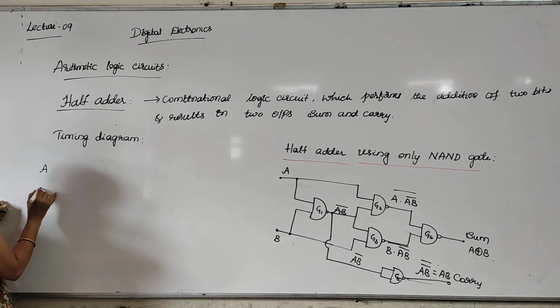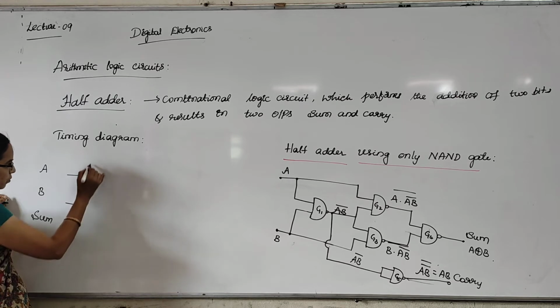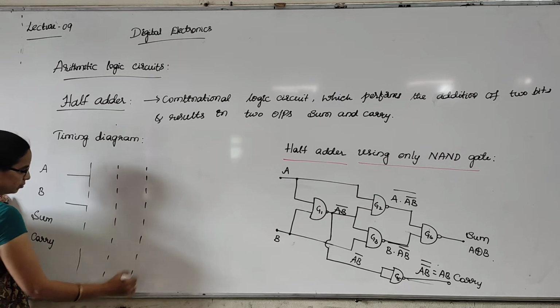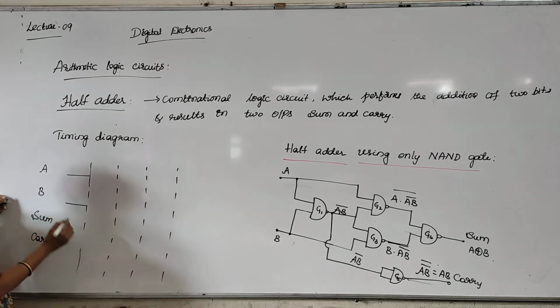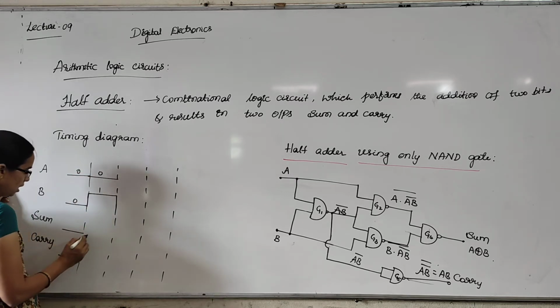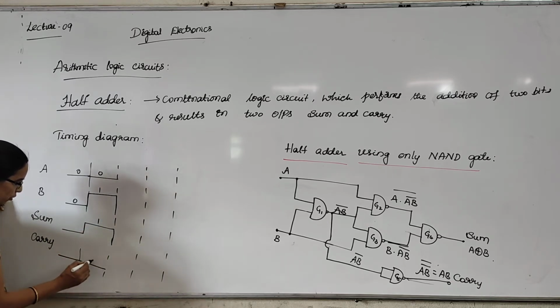If A and B are the inputs, the outputs are sum and carry. So, for A is 0, B is 0, sum will be 0, carry will also be 0. A is 0, B is 1, sum is 1, carry is 0 only.